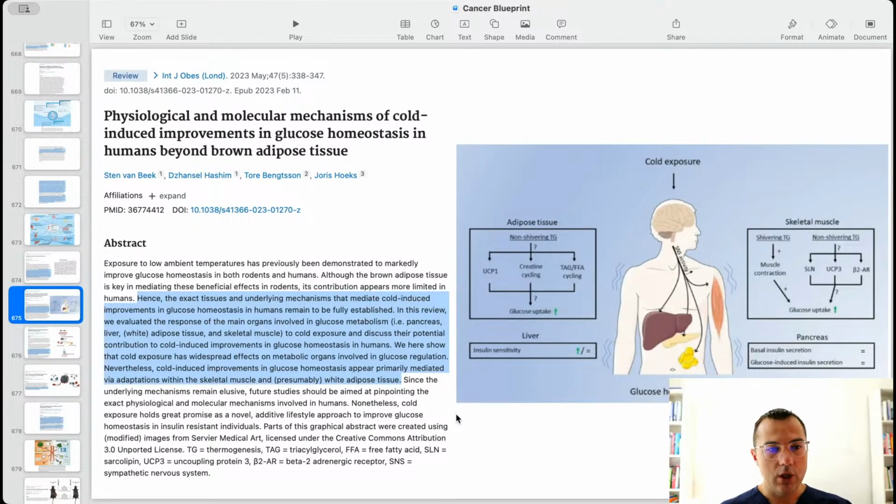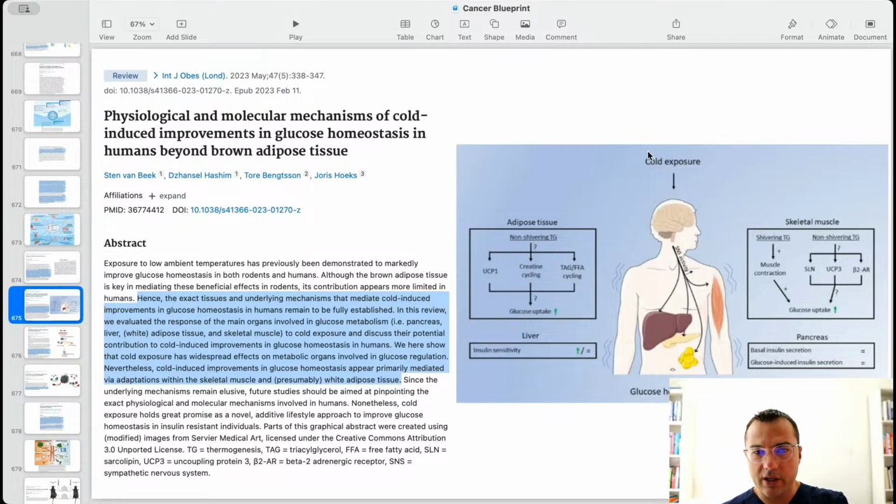In this review, we evaluated the response of the main organs involved in glucose metabolism, pancreas, liver, white adipose tissue, skeletal muscle, to cold exposure and discussed their potential contributions to cold-induced improvements in glucose homeostasis in humans. Here we show that cold exposure has widespread effects on metabolic organs involved in glucose regulation. Nevertheless, cold-induced improvements in glucose homeostasis appear primarily mediated via adaptations within skeletal muscle and presumably white adipose tissue. That's the fat that we wear, right? That's the fat that we don't want to have on our body in general. Brown adipose tissue is different. They're talking about the white fat.